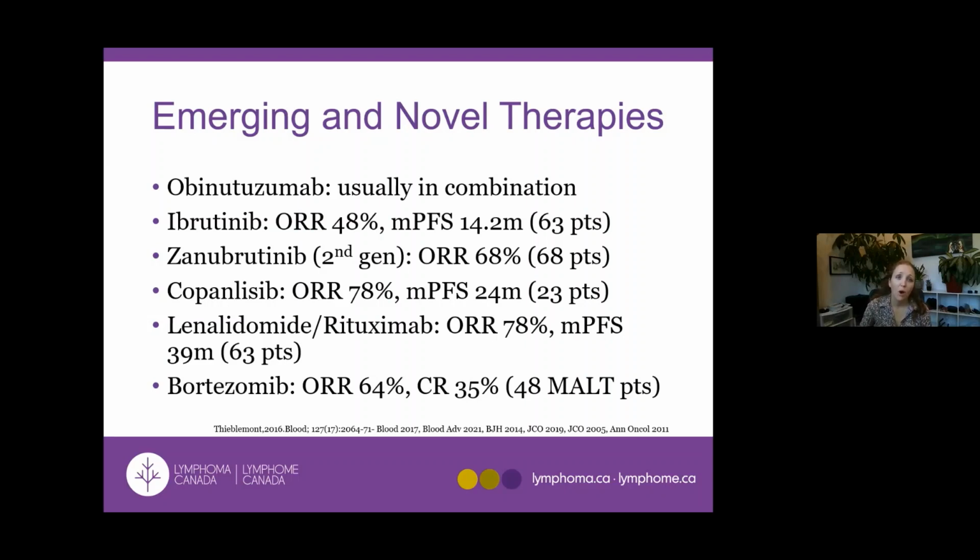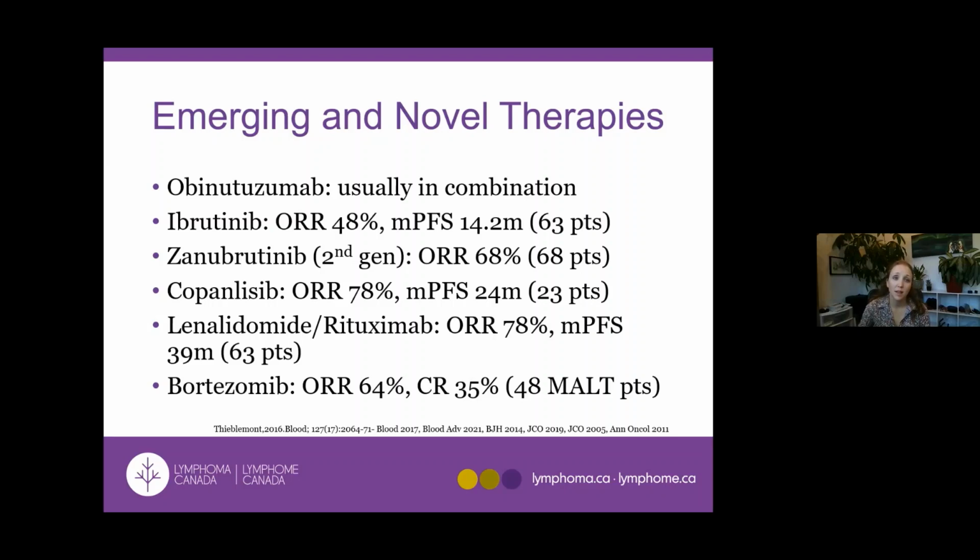Obinutuzumab is another antibody, so it's the same but different from rituximab. That's in patients who are either refractory, so no longer responding to rituximab, or have been exposed to it before. Sometimes we can give them obinutuzumab, which is targeted against the same protein on the lymphoma cells, sometimes in combination with other chemotherapy, and we can still get a response in those individuals.